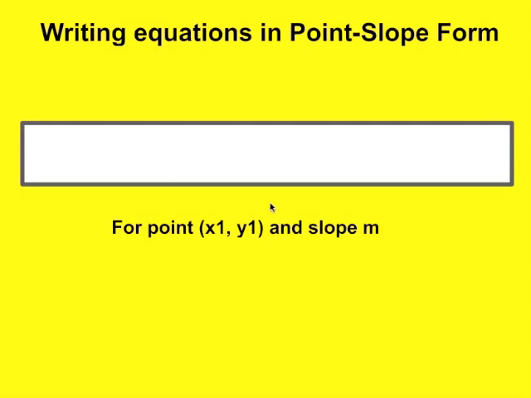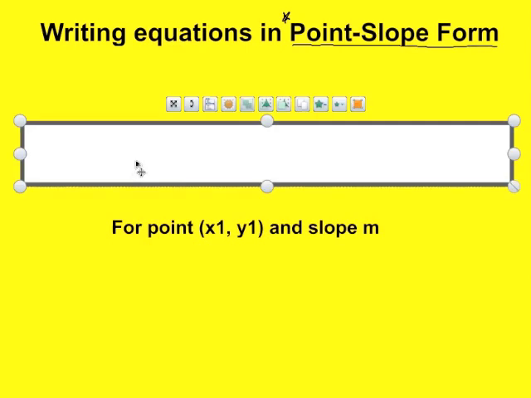So what we're going to be doing in this video is writing equations in point-slope form. Point-slope form is a new form that we haven't worked with yet. The forms that we've been using are slope-intercept form and standard form. So we're adding this one new form that's called point-slope form. And you're going to find out that point-slope form is quite simple compared to the other ones.